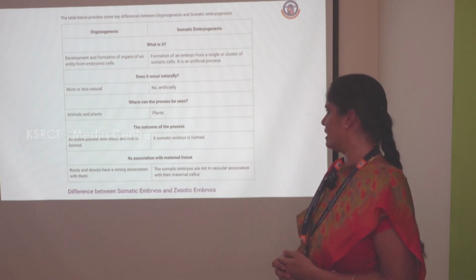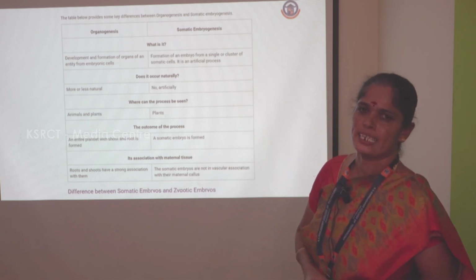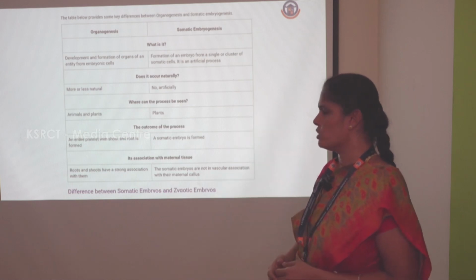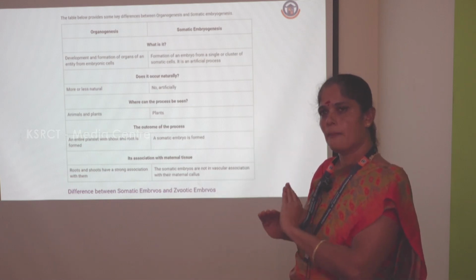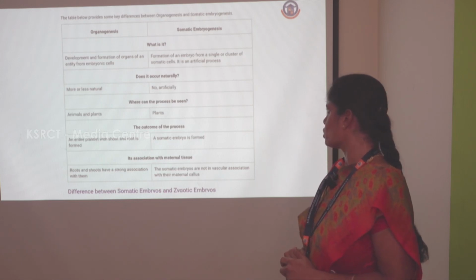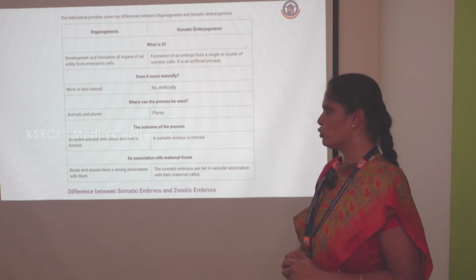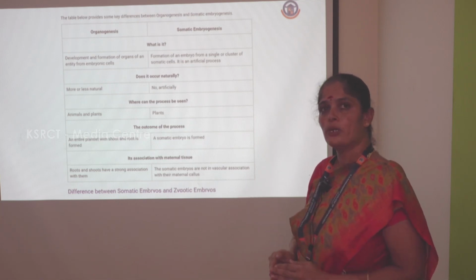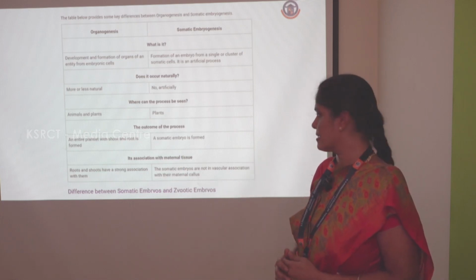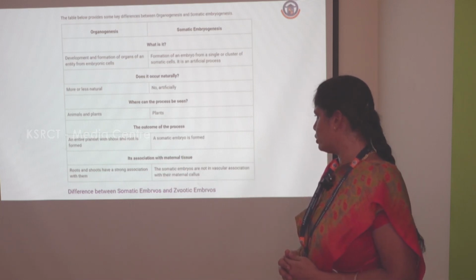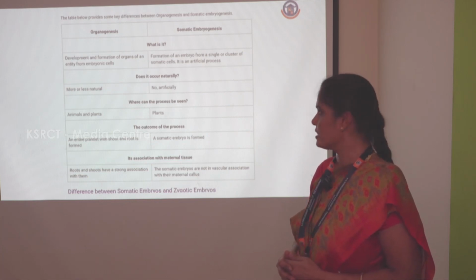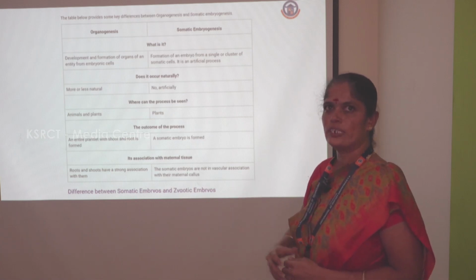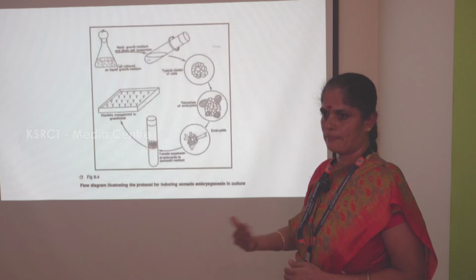So where can the process be seen? The process of organogenesis has been seen in both animals as well as plants, and somatic embryogenesis has been seen only in plants. Regarding the outcome, an entire plantlet with shoot and root is formed in organogenesis, and only the somatic embryo is formed in somatic embryogenesis. And regarding association with maternal tissue, roots and shoots have a strong association in organogenesis, whereas somatic embryos have no vascular connection in somatic embryogenesis.